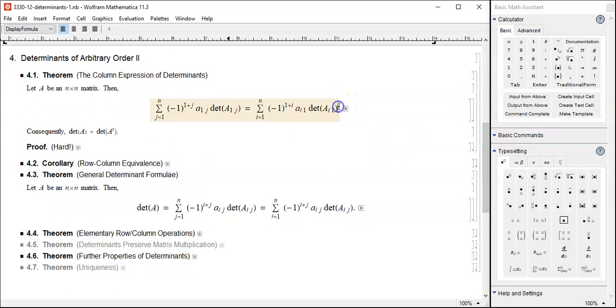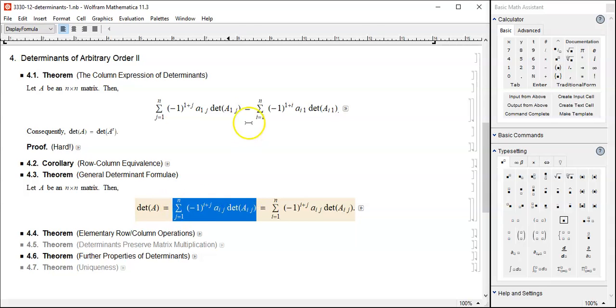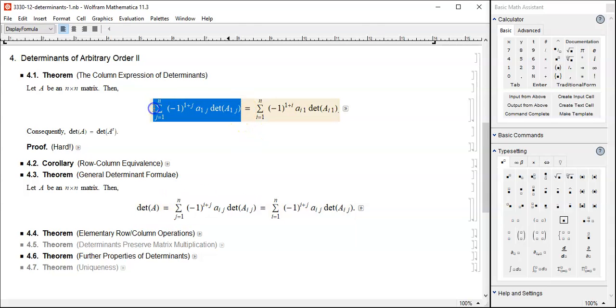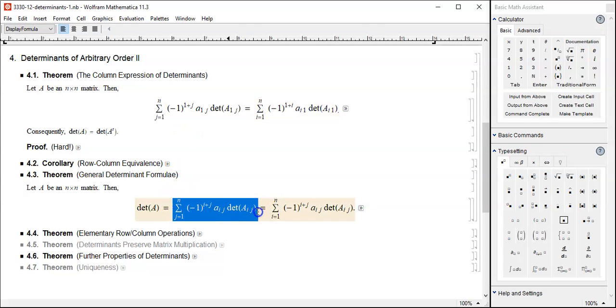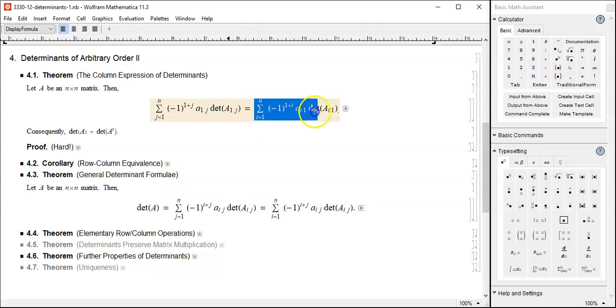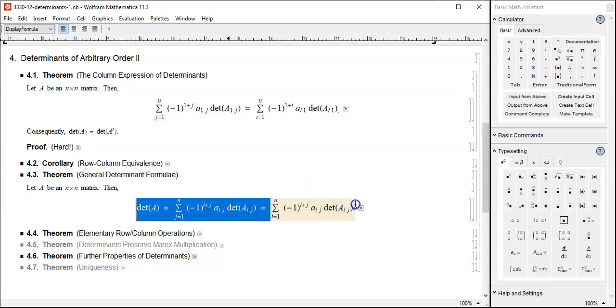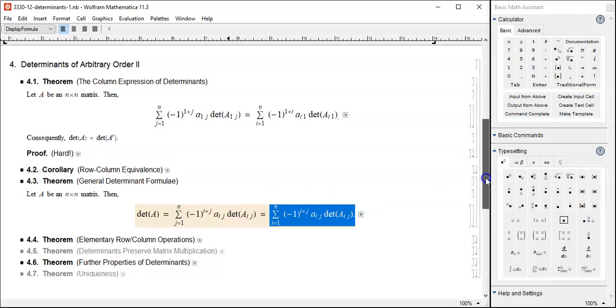What's the difference between this equality and that equality? Here, left-hand side is 1 plus j, right-hand side is 1 plus i, or maybe i plus 1. Here, left-hand side is i plus j, right-hand side is also i plus j. So this one, compared with that one, we have first row versus ith row. Here, first column versus jth column.